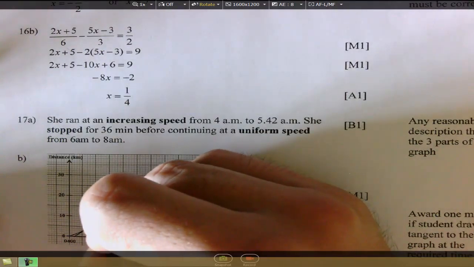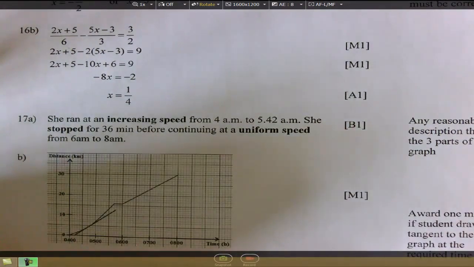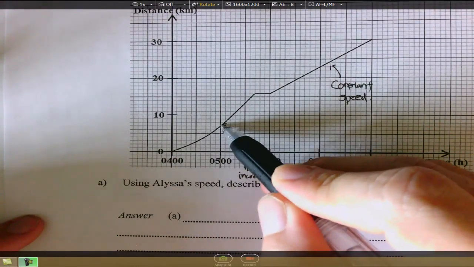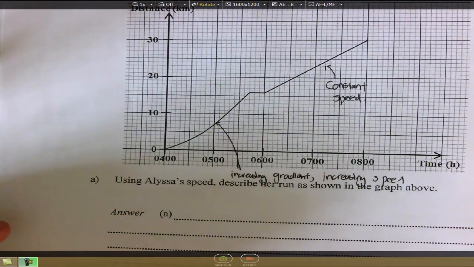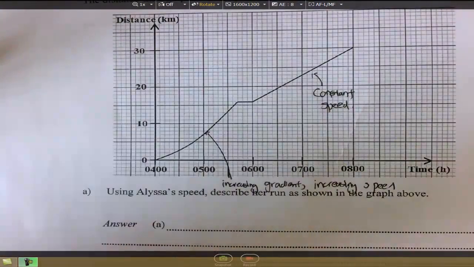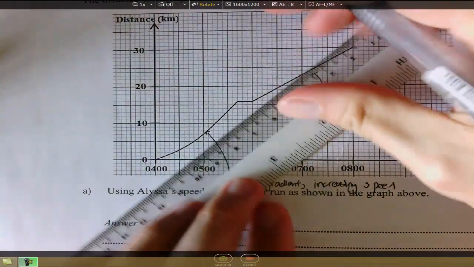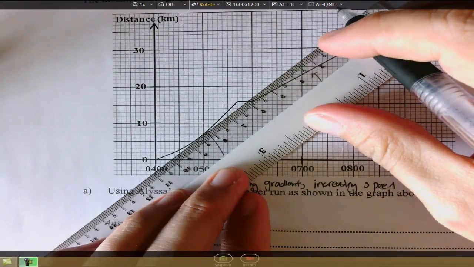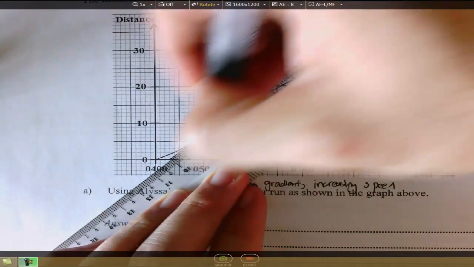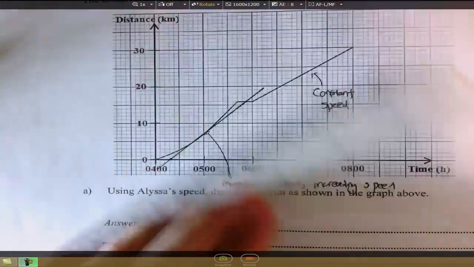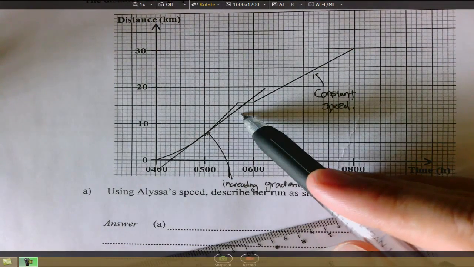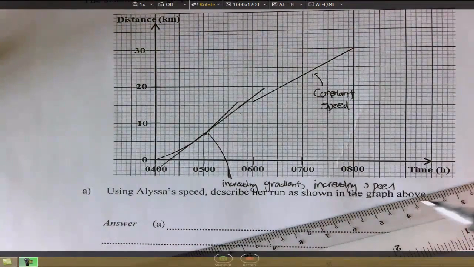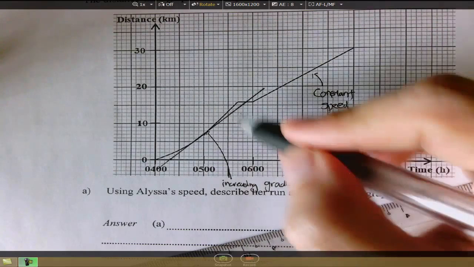Now, what is her speed at 5 a.m.? Down here, the speed at 5 a.m., you need to find the gradient at 5 a.m. Gradient will give you the speed. So what you do here is you take the ruler, and you just draw the tangent line there, and you find the gradient of this line, y2 minus y1 over x2 minus x1, or you can use rise over run.